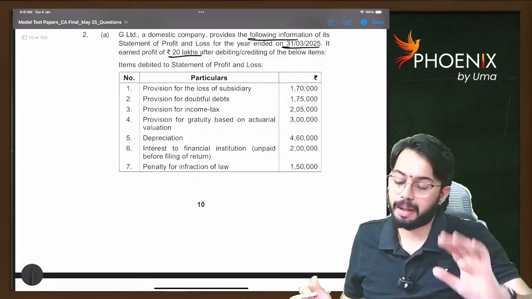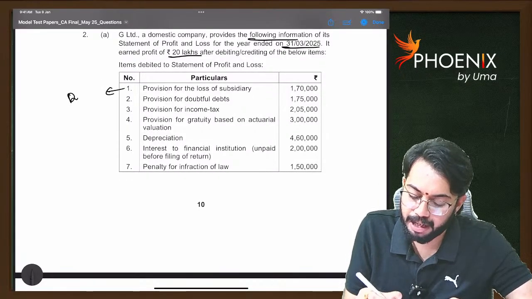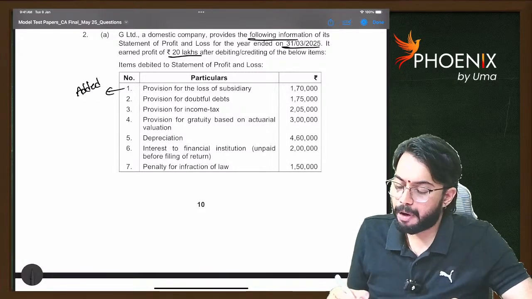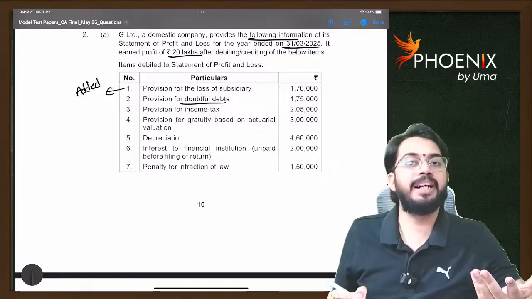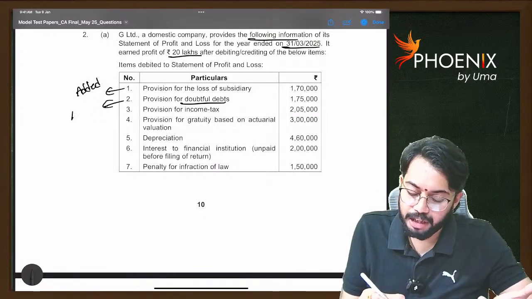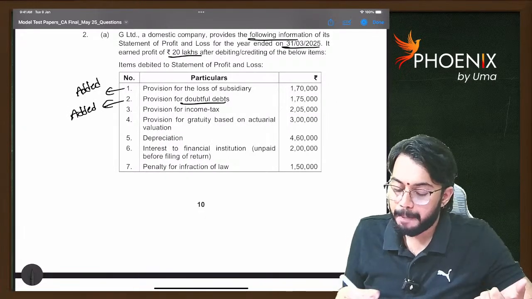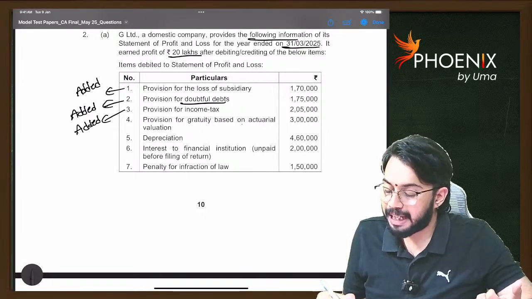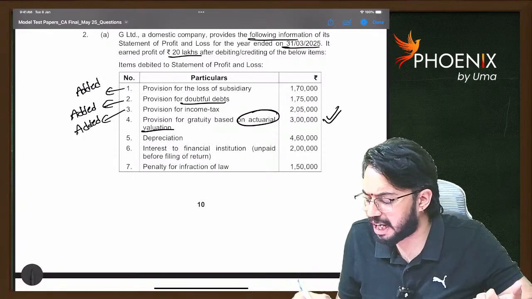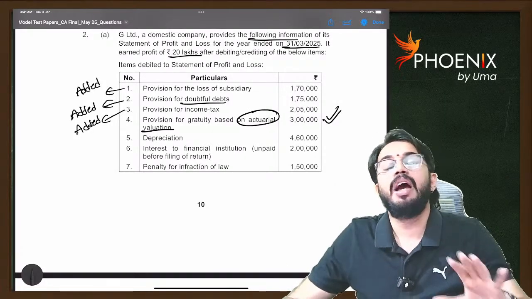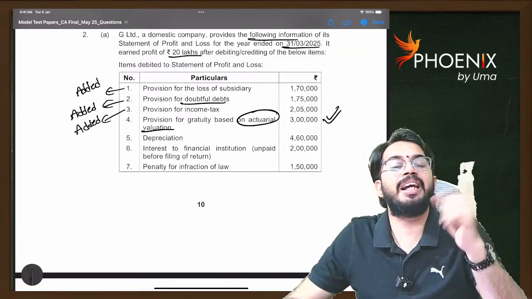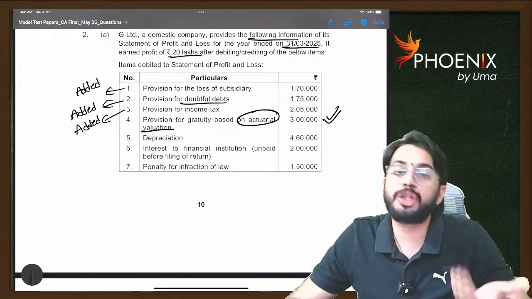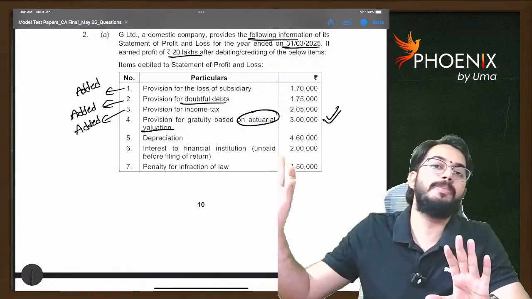While calculating MAT, provision for loss of subsidiary is to be added back. Next, provision for doubtful debts. Provision for bad debts are also not allowed as deduction. That is also required to be added back. Next, provision for income tax will also be added. Provision for gratuity based on actuarial valuation is allowed as deduction. See, in PGBP, any provision will be disallowed. But while calculating MAT, while calculating book profits, if any provision is created based on actuarial valuation, it is allowed, it is not to be disallowed.